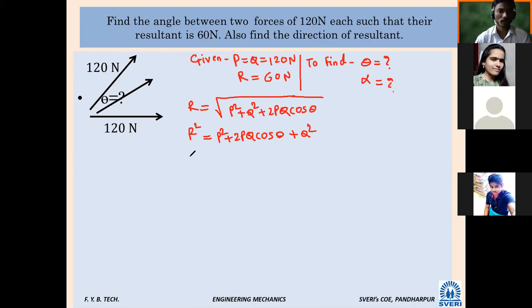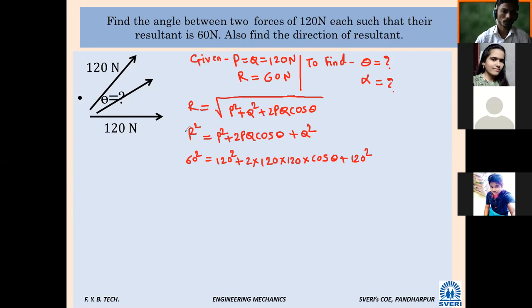R square, what is the value? R is given, 60 square, equal to the value of P, 120 square, plus 2 into 120 into 120 cos theta, plus 120 square. So calculate now this.